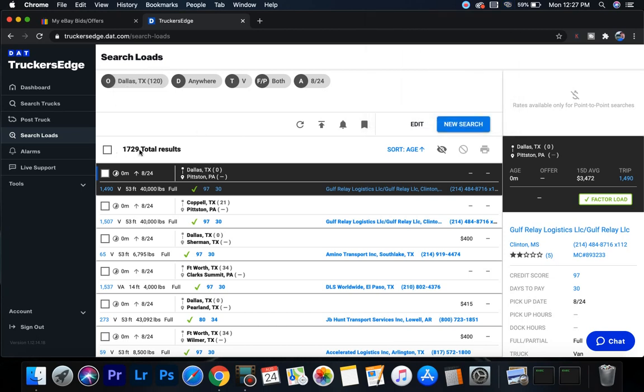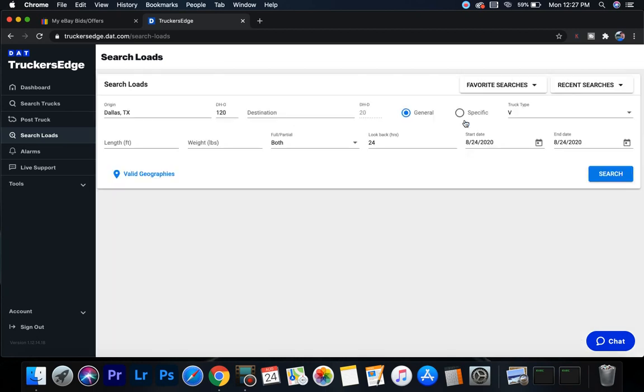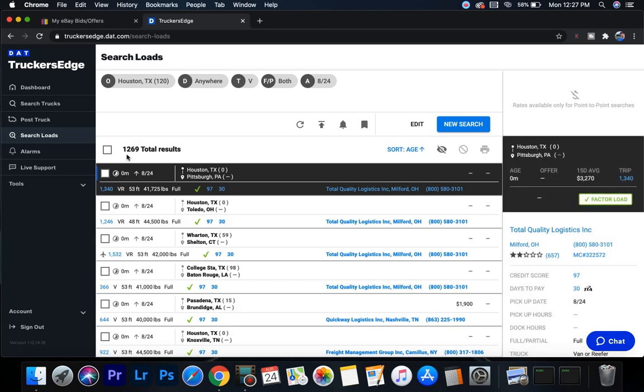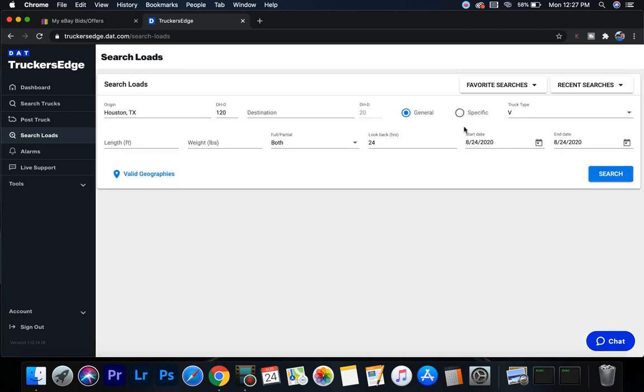Goodness, Dallas is coming in with 1,700 loads. Dallas, if you're getting the Texas market, looks really good. Let's shoot down to Houston and see what they have. Houston's coming in the market. 1729, can you beat that? They can't beat it, but it's still super solid for the Houston market with 1269. So Dallas and Houston, that's still looking good.